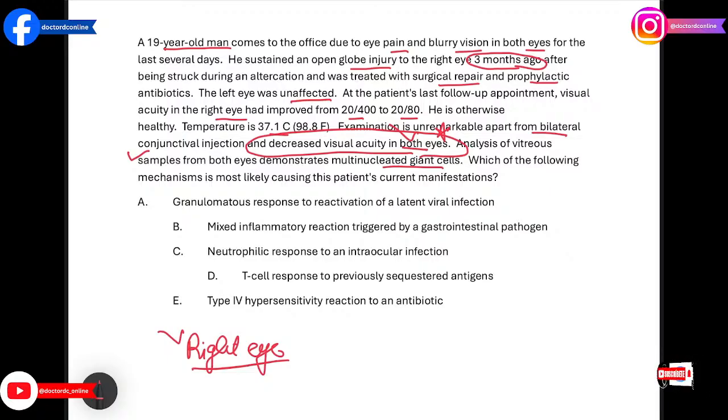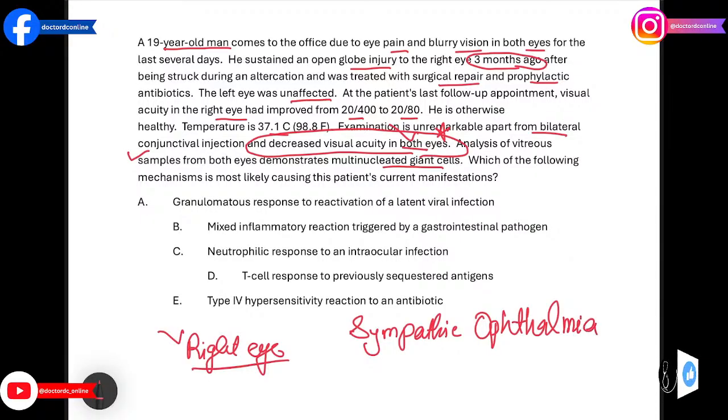Actually, this patient with a traumatic injury to the right eye had developed granulomatous inflammation of both the injured and non-injured eye. That condition is known as sympathetic ophthalmia, in which there is inflammation in both eyes, injured and not injured. This occurs when there is a robust T-cell response to previously sequestered antigen in the eye, an area that displays immune privilege.